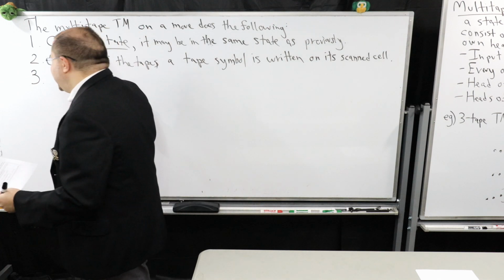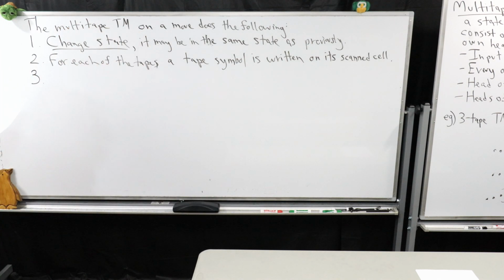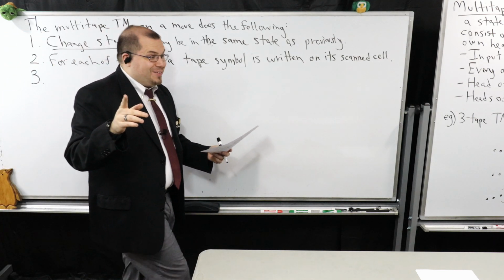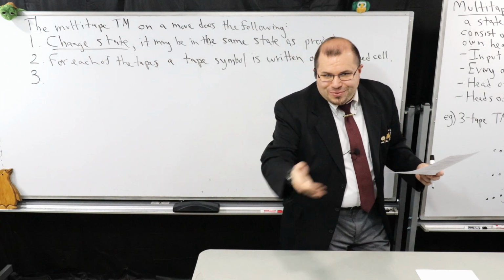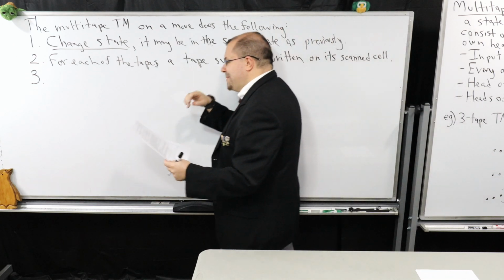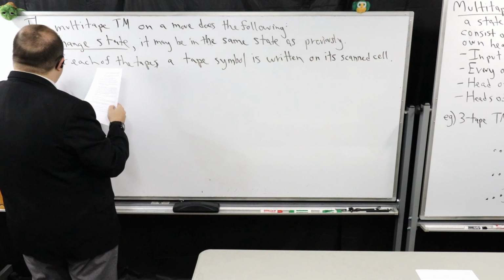Well, we already have writing in step 2. Step 2 is where we're going to write. So what's the thing we do after we write to the cell? Hey, no worries. Yeah, it moves. Exactly. It's going to move. But now notice that we have multiple heads.